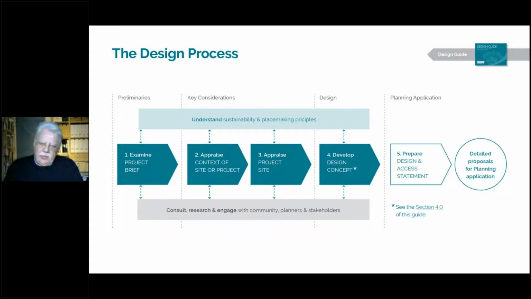We feel it's important that applicants really look at a number of stages in quite a logical sequence, and show this in design and access statements. Examining the project brief, what is it that's wanted? Are there options? How does it relate to existing policy? What is the quantum of development?